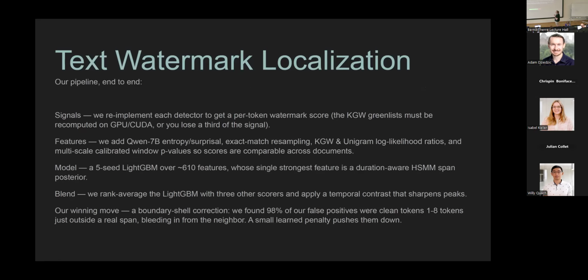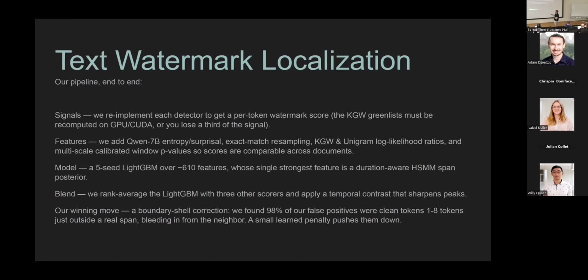So basically, the first and most important thing is to detect the signals. For that, we had to figure out that KGW green lists must be recomputed on GPU, and on CPU it was making some errors, basically losing a signal. For the features, we added some entropy, some resampling, and some log likelihood ratios. We also calibrated.